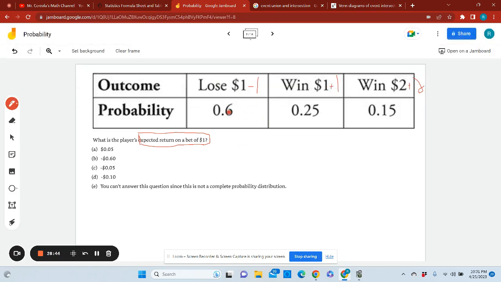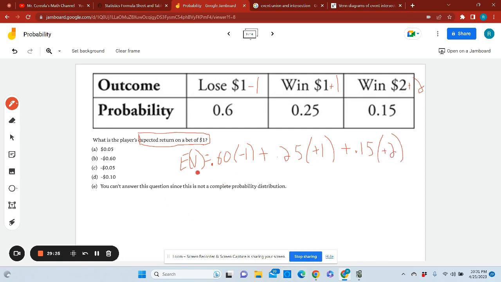All right, and I'm going to do that. So if there is a 60% chance that I am going to lose $1, that is the expected value. I am going to add together the sum of each outcome and its associated probability. So losing $1, 60%, a 25% chance of winning $1, and then a 15% chance of winning $2.